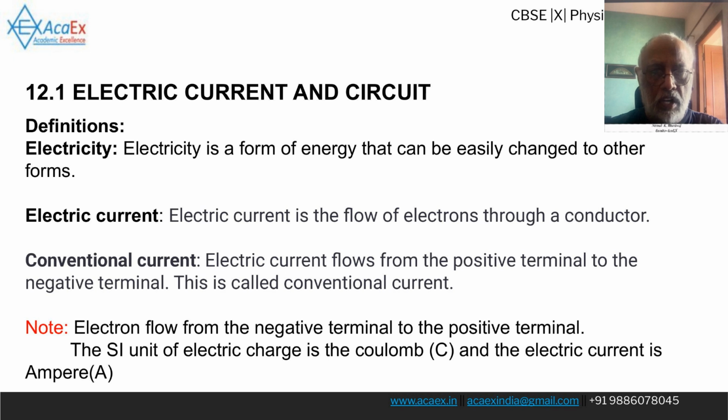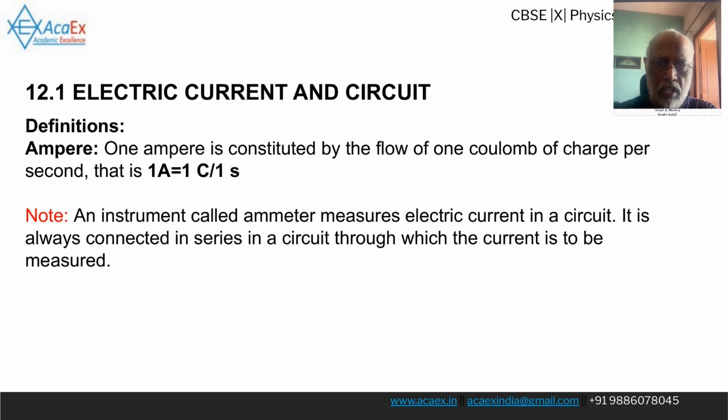The SI unit of electric charge is the coulomb, represented by C. The SI unit for electric current is the ampere, represented by A. Continuing with electric current and circuit. Ampere. 1 ampere is defined as the flow of 1 coulomb of charge per second. The formula is 1 ampere equals 1 coulomb divided by 1 second.